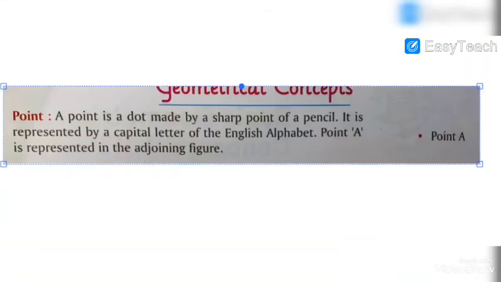Now what is a point? A point is a dot made by a sharp point of a pencil. It is represented by a capital letter of the English alphabet. Point A is represented in the adjoining figure. Now point, it's dot A.